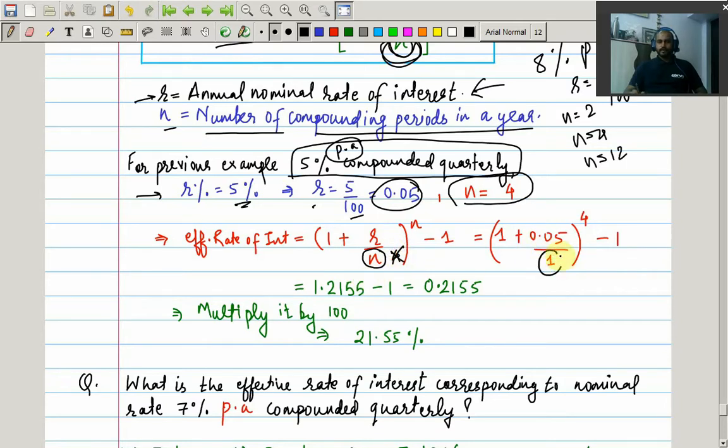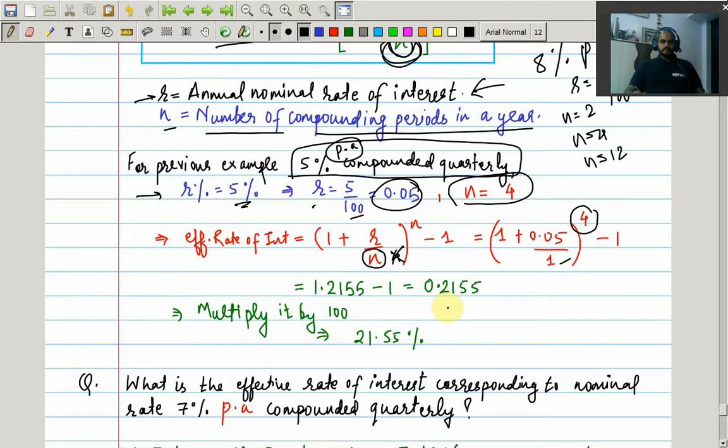I've written only 1 because 5% is for every quarter. It's not for the whole year. If I had written per annum there, I would have to divide that rate by 4. Since that 5% is for every quarter, I'm not going to divide it by 4. So it has to be 1 there. And this 4 is the 4 times I'm going to receive the interest.